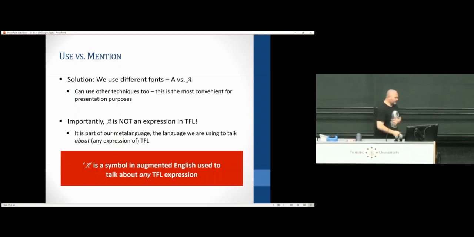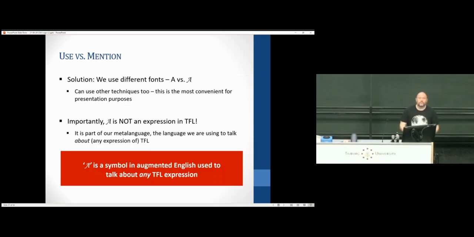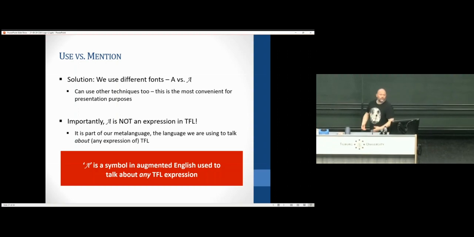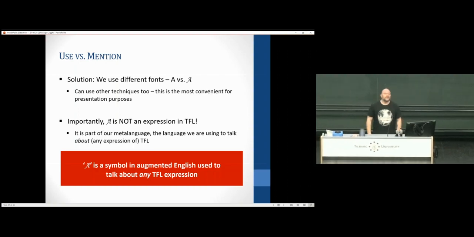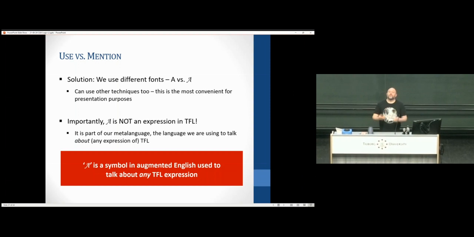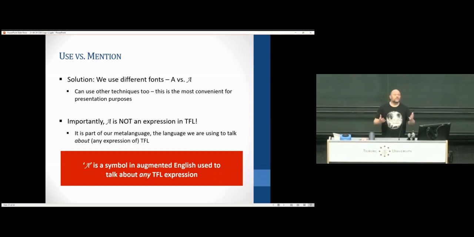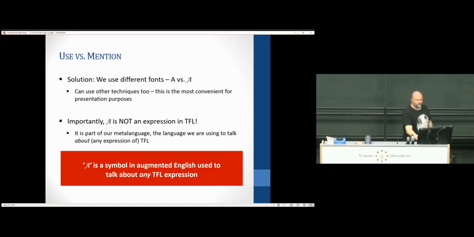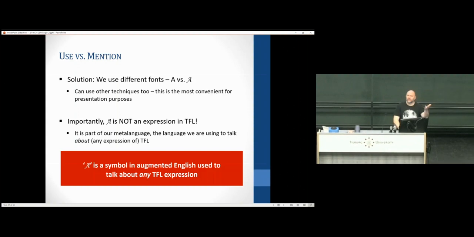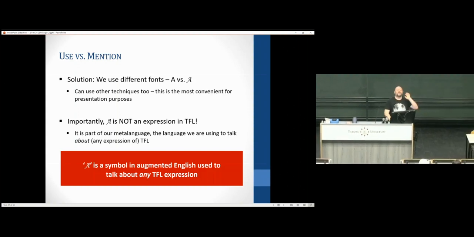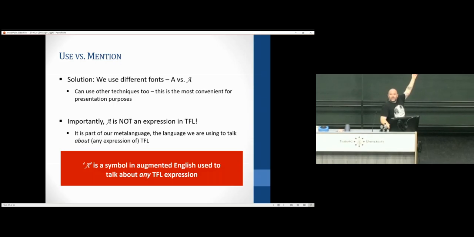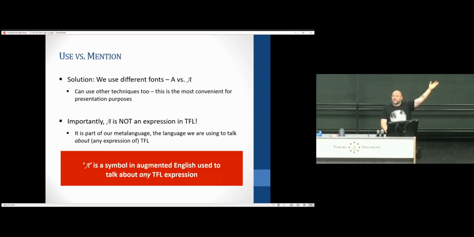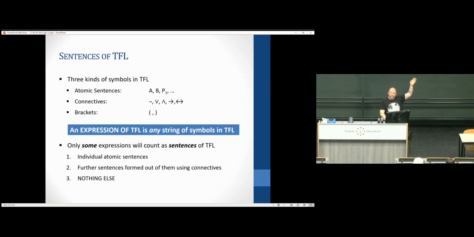Okay. So, my sexy swash font A is a symbol in augmented English used to talk about any TFL sentence. This is why it's featured in our grammatical rules. It's basically a meta variable that allows for any sentence, for those of you interested in that term. Again, this was a segue. It's just to be a little bit clear. I'm going to use this sexy swash font going forward. I've already used it, but it's going to stand in quite a bit for what we're about to do next. That's why it's important that we do it.